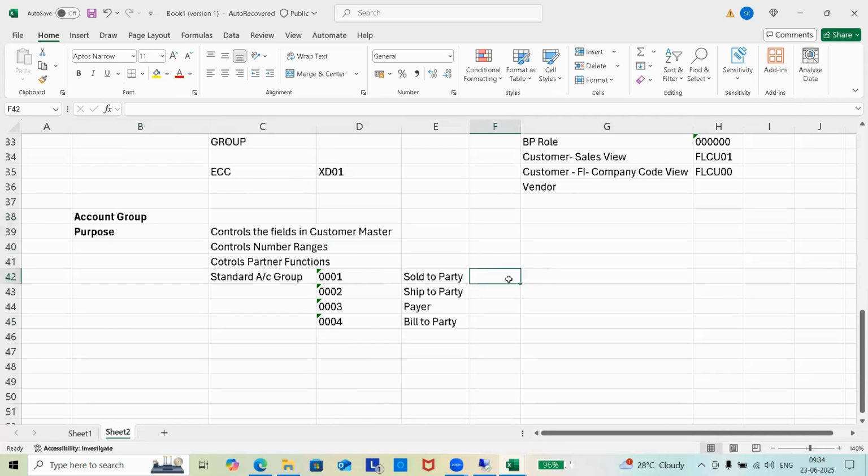In shortcut, we write down sold-to party, ship-to party, then payer, and BP is bill-to party, not business partner. These are the four partner functions we have. This is called partner functions.